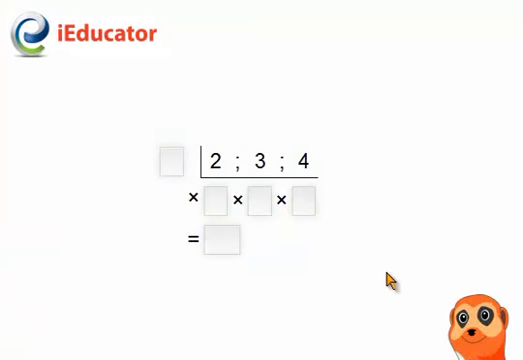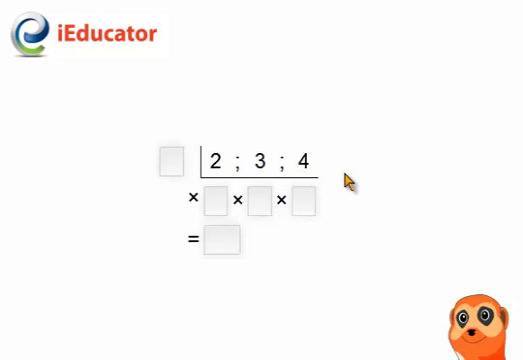We are going to be looking for the lowest common multiple, or LCM, of three numbers. Let us begin. We start by drawing our box and placing the numbers next to one another. We are looking for the LCM of 2, 3, and 4.